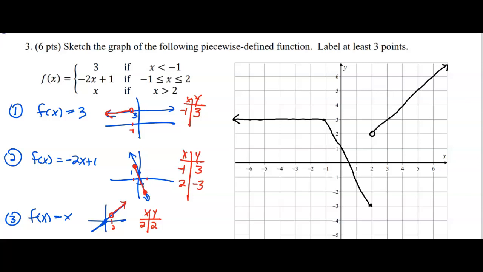off forever. So we do want to make this a solid dot below, hollow dot. This point is just a connection. It's just a regular line. This would be the graph of this piecewise-defined function. We want to label at least 3 points. I would label the 3 points that are the boundaries of these segments. Those make the most sense to have labeled.